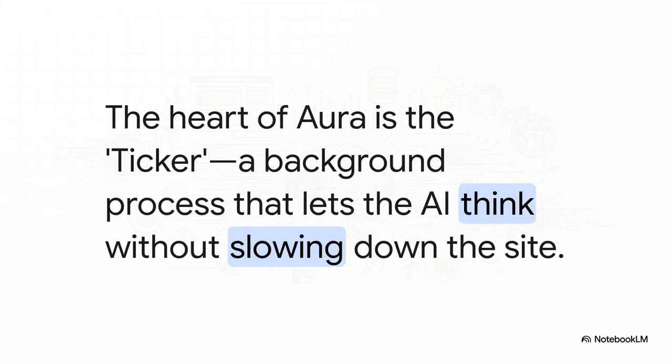So you might be wondering, how does Aura do all this heavy lifting without grinding my site to a halt, right? Well, the secret sauce is a component called the ticker. This is the magic that lets the AI think asynchronously. When a big job comes in, the ticker just schedules it to run in the background. So the AI can be off scraping a website or analyzing tons of data, and your users won't notice a single bit of lag. It's absolutely key to making this whole thing truly autonomous.